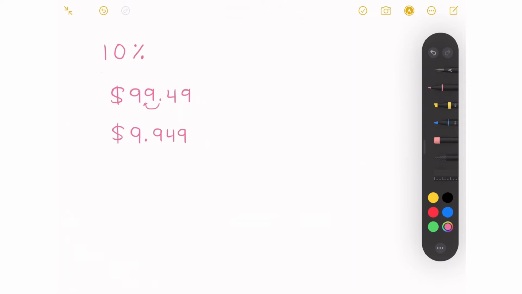9.949 is our result. Now let's adjust this to look like a dollar and cent value. So what we're going to do is keep the part to the left of the decimal, the 9, and we're going to remove this last digit. In order to do that, we need to round up our 49 to be a 5. So that gives us 9.95 or $9.95.